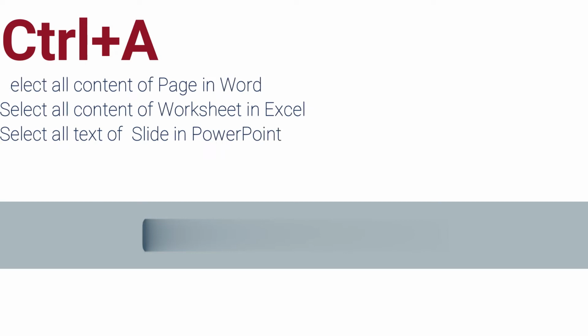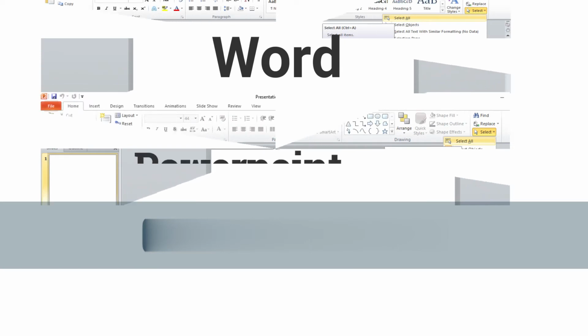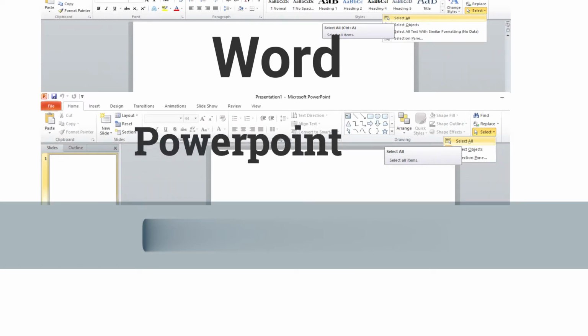Ctrl+A. Select all content of the page in Word. Select all content of the worksheet in Excel. Select all text of the slide in PowerPoint. In this figure, we see where the select all option is.